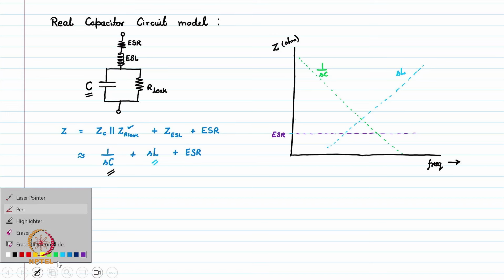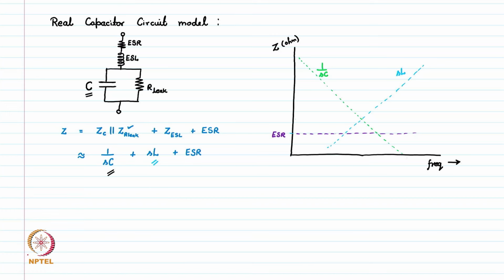So if we plot the actual impedance, at low frequency this 1 over SC is going to dominate. So at lower frequency, the impedance will be this red line, and at the higher frequency this SL is going to dominate. So this is going to be our impedance at high frequencies, and at this particular frequency, which we call the corner frequency or the resonant frequency.